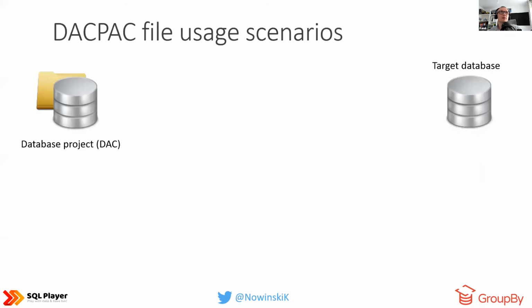Okay, so let's go back to the release, how to deploy automatically. Before we move on to building something in Azure DevOps, let me describe how it actually works. So we have two things, okay? On the left-hand side, we have our database project, which is also called DAC. On the right-hand side, we have our target SQL server or target database we would like to deploy to.